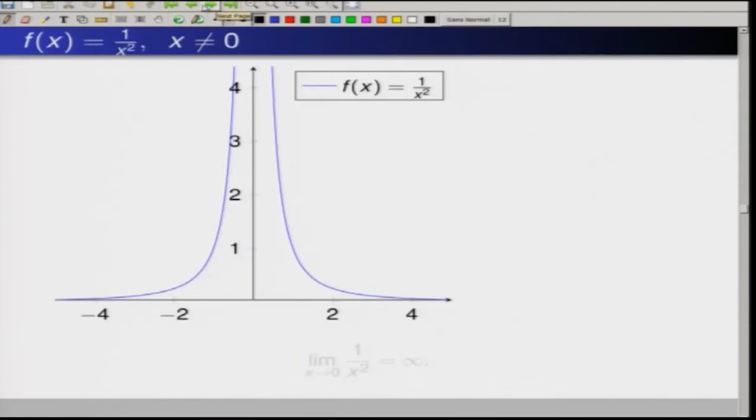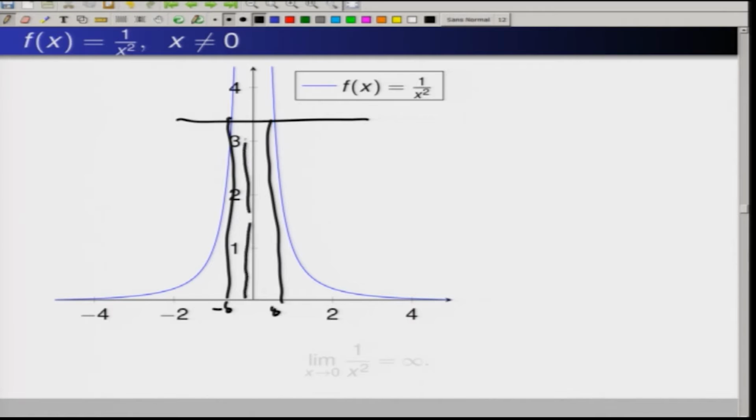So, here is one example. I am taking f of x equal to 1 upon x square, as this is what the graph is going to be. Now, you can see that if you fix your m, then this is your delta, which gives you the interval minus delta to delta, in which f of x is going to be bigger than this m. Wherever you fix your m, whatever large value, you can go up to this.